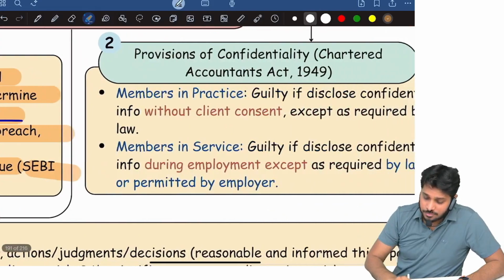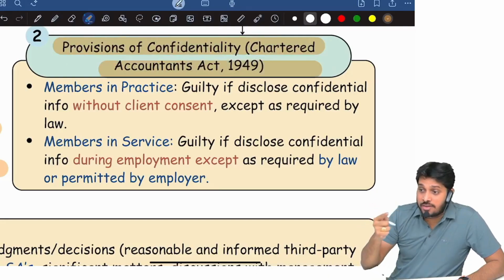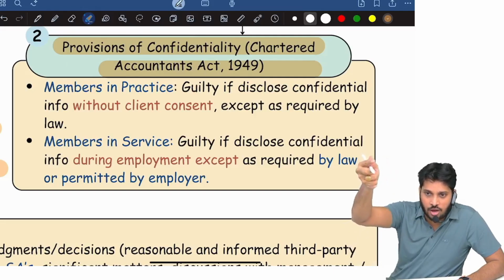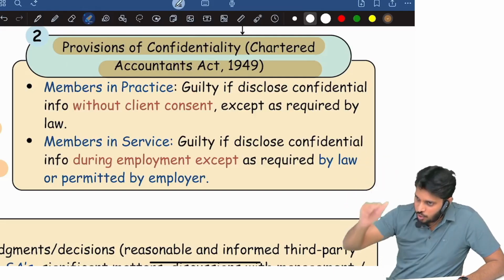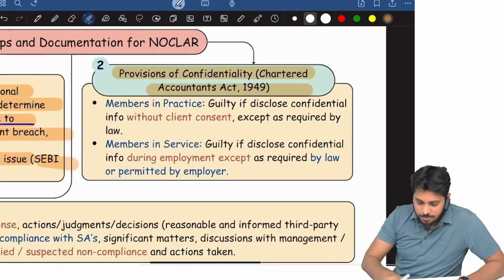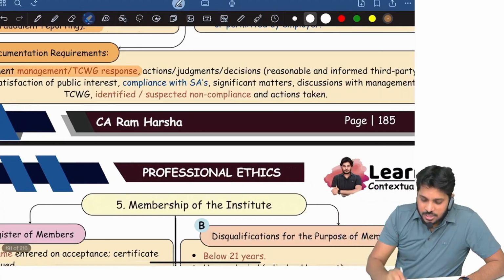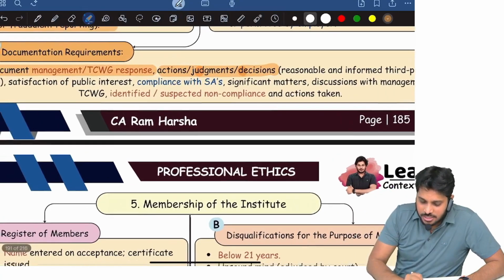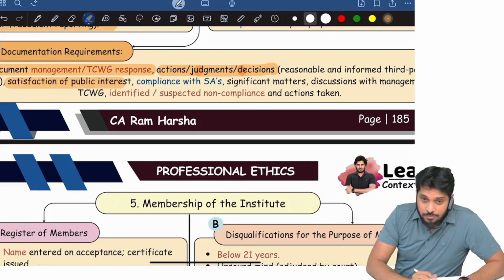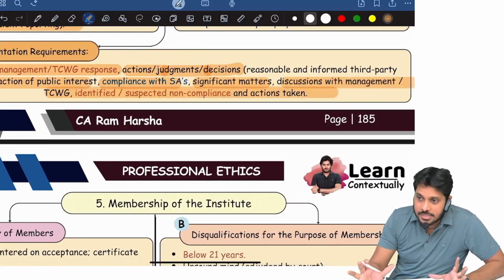Understood? Next. And remember, NOCLAR will override the confidentiality requirement. If there is a requirement in law for you to report a non-compliance, you report accordingly. It's a legal requirement in law. Therefore, there is no non-compliance. Next, documentation. Document management response, what actions and judgments or decisions they have taken. Satisfaction of public interest. How do you know that it is a public interest? Compliance with standards, significant matters, discussion with management, all that. These are all various things that you should document.